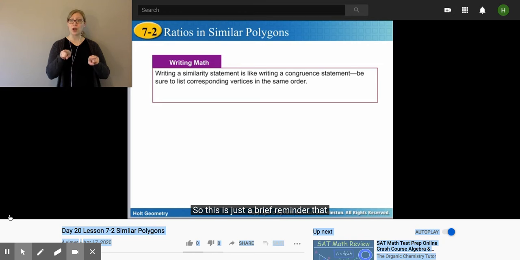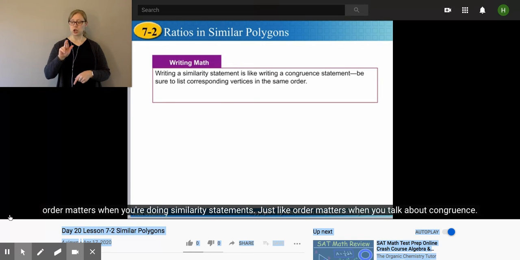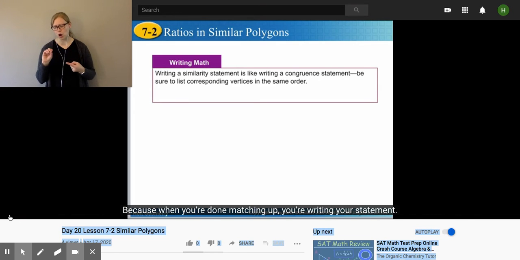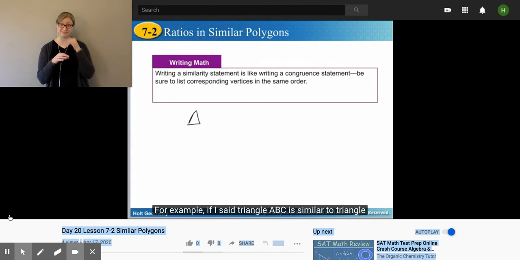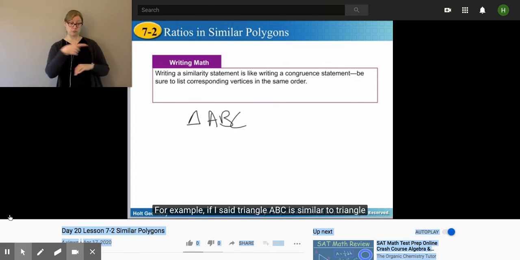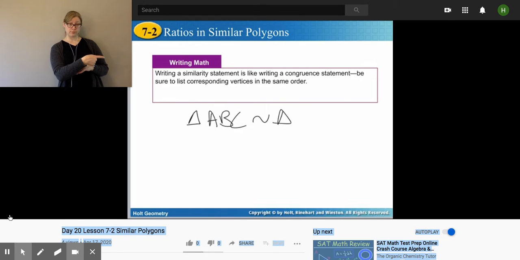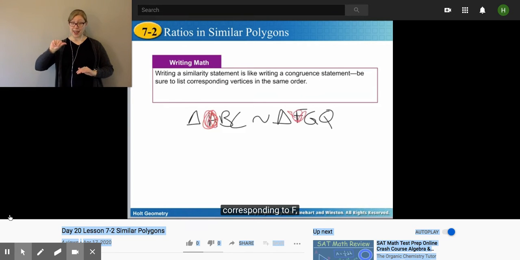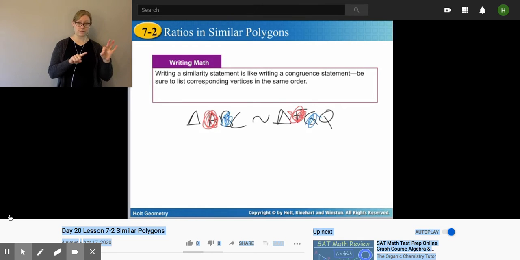So this is just a brief reminder that order matters when you're doing similarity statements, just like order matters when you talk about congruence. Because when you're done matching up, you're writing your statement. For example, if I said triangle ABC is similar to triangle FGQ, that means that A has to be corresponding to F, and B has to correspond to G, and C has to correspond to Q.